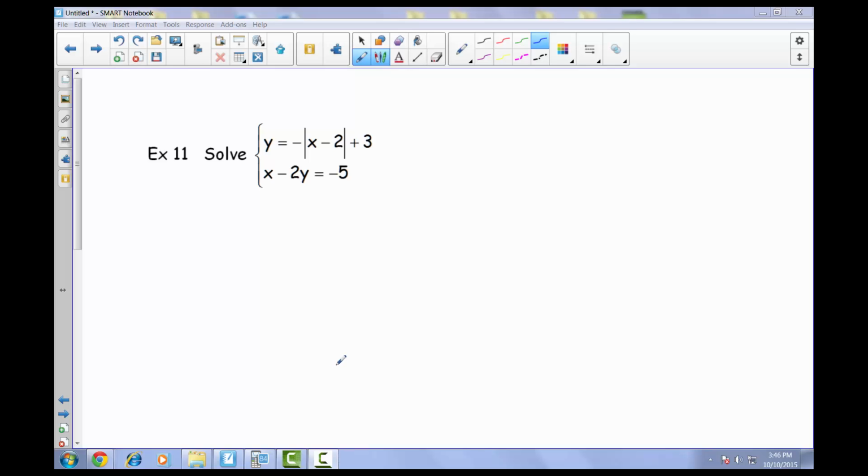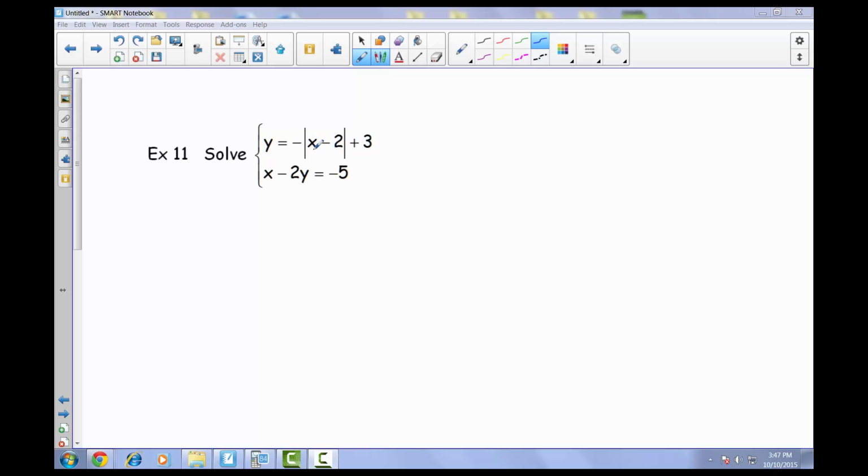Here we're looking at example 11 from our 3.1, 3.2 set of notes. We're asked to solve this system of equations. Now we notice one thing right off the bat that separates example 11 from our previous examples: the fact that we have this absolute value function.